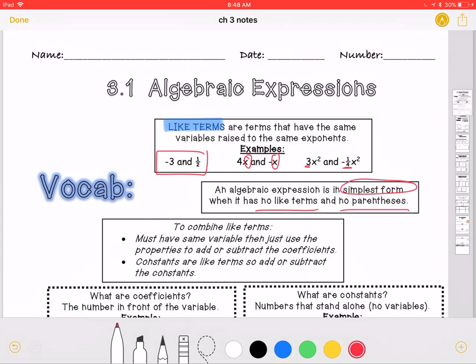How do we combine like terms? Well, in order to combine like terms, they must have the same variable. Then we're just going to use the properties to add or subtract the coefficients. Constants are like terms, so add or subtract the constants. And I'm going to tell you what are coefficients and what are constants. It's those two words that I just highlighted there.